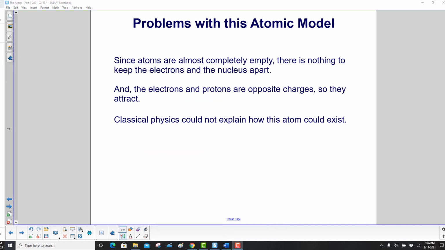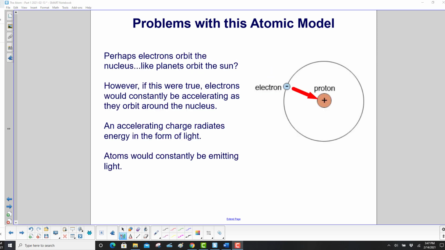Since atoms are almost completely empty, there's nothing to keep the electrons and the nucleus apart. And the electrons and protons are opposite charges, so they should attract. Classical physics could not explain how this atom could exist. Perhaps the electrons orbit the nucleus, like planets orbit the sun.